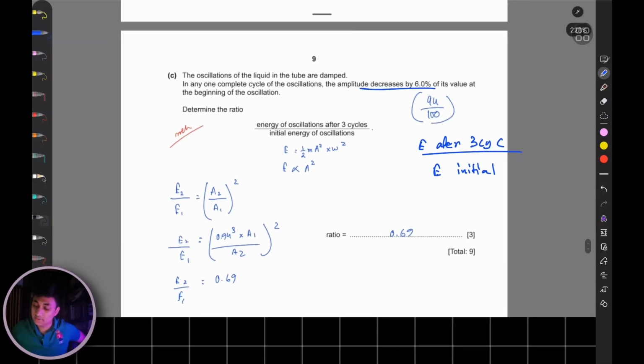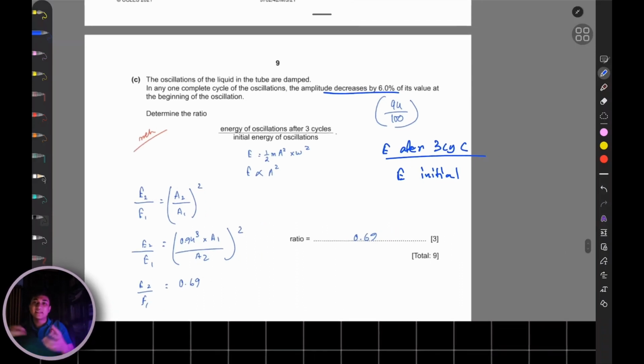However, the decrease they've given is in terms of amplitude, right? So I have to figure out how to relate amplitude and energy. Now before doing that, let's understand what a decrease of 6% means. So if you have 100% of something, it decreases by 6% and becomes 94%. Now again, a 6% decrease of this is going to be 94 minus 94 times 6 by 100, right?